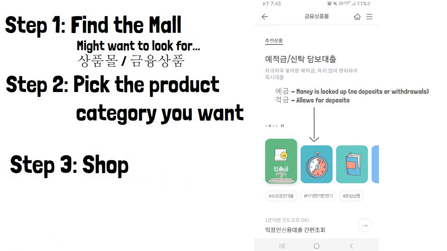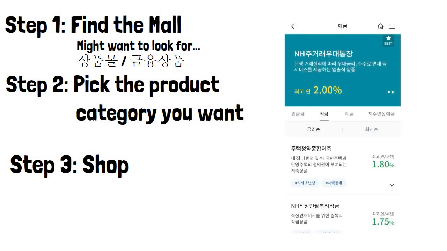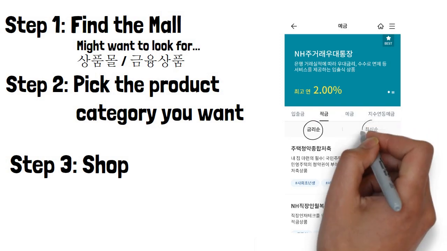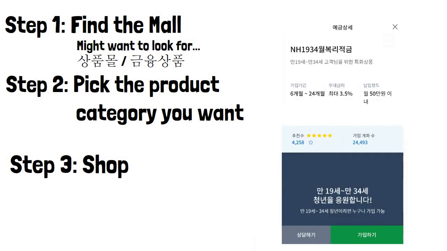Alright, next thing. Step 3. Read the specifics of each account. Now, my app lets me choose between two organization options, sort by interest rates or sort by most recent. If you're looking at the list for the first time, maybe just look by interest rate. Now, once you've picked an account, click through and you'll likely find a page that looks like this. This page will tell you most of what you need to know, such as the restrictions on the account, the length of the account, the highest possible interest rate, and the maximum monthly deposit.